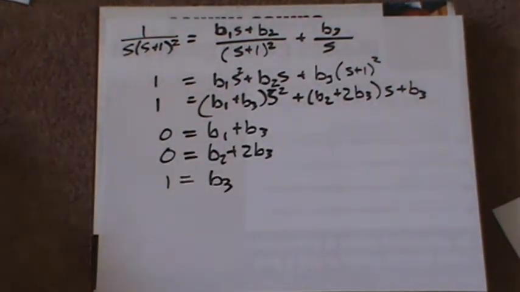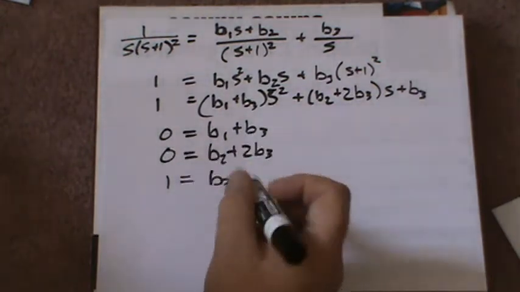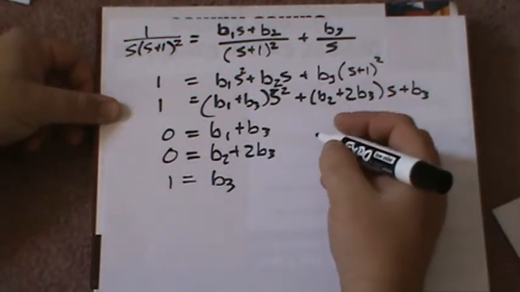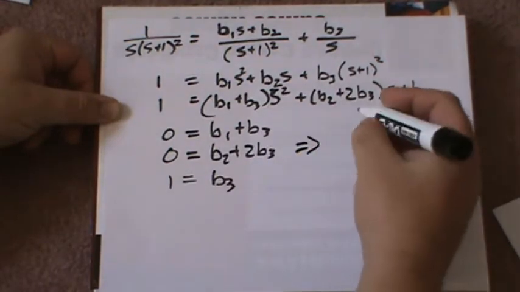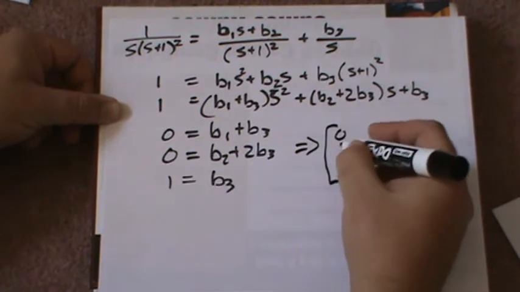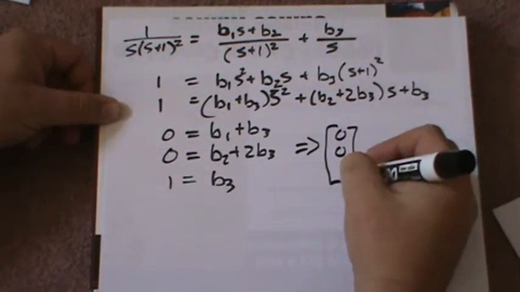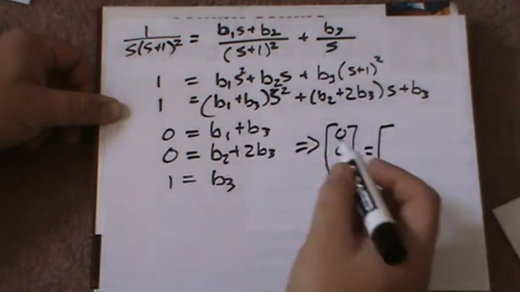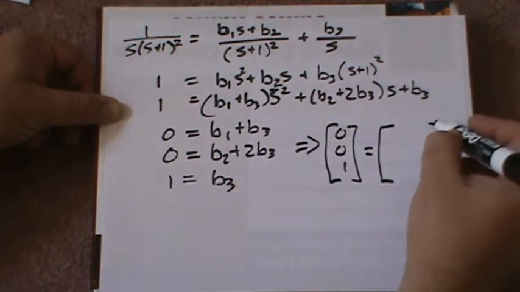Now, if they were complicated, I've got this nicely in a form where I could solve this using MATLAB, or whatever your favorite solver is, because I would just convert this in here. This is my b column. So I find 0, 0, 1 is equal to, and then I've got this, and my unknowns are the b's.